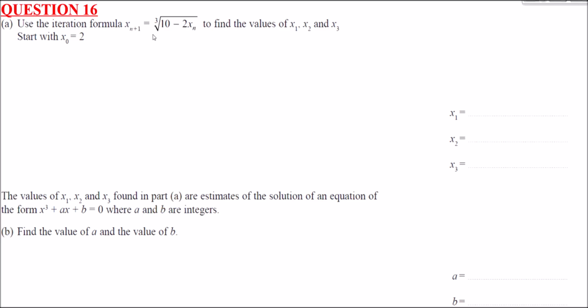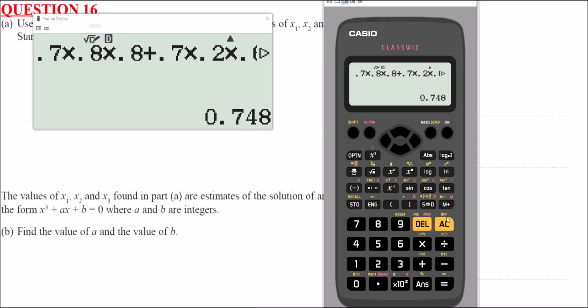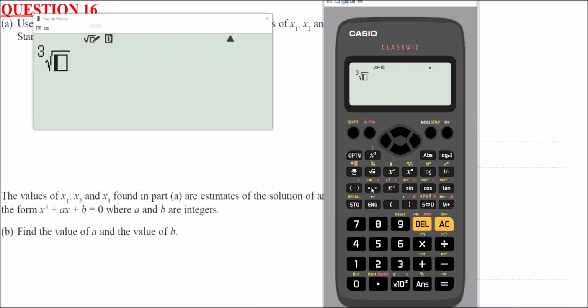So we feed in the previous one to get the current one. Talking this through step by step, x0 equals 2, so we can plug in that we want x1 and this is x0. So x1 will be the cube root of 10 minus 2 lots of x0. But x0 of course is 2, so we just do the cube root of 10 minus 2 times 2. So we can press shift cube root button, 10 minus 2 times 2, or you could just do the cube root of 6 if you wanted, because 10 minus 2 times 2 is 6.